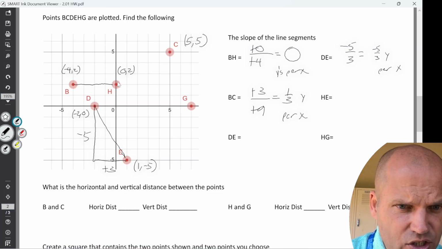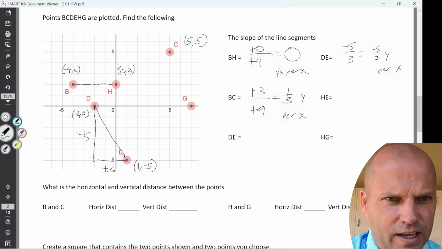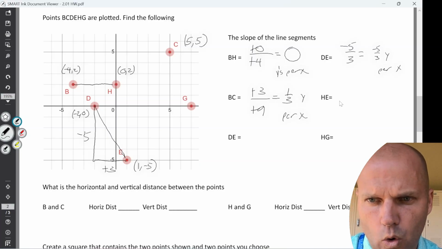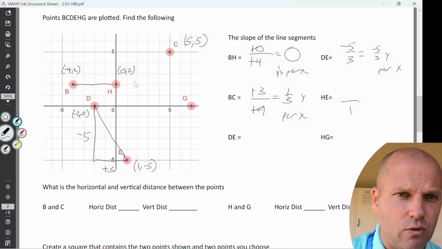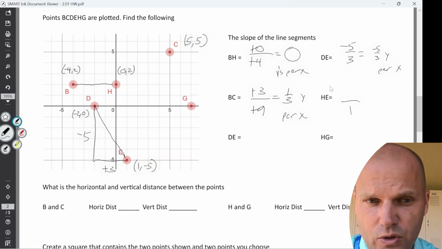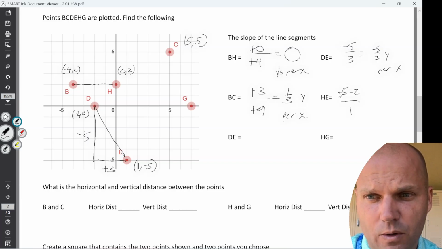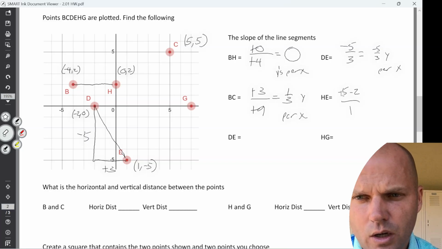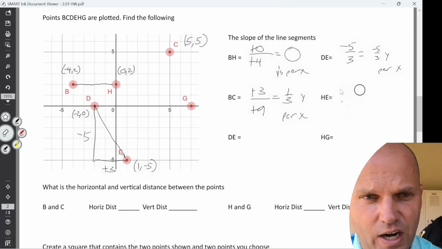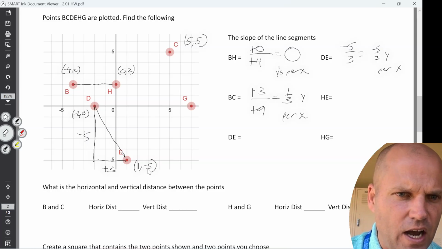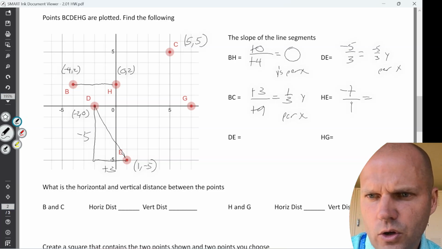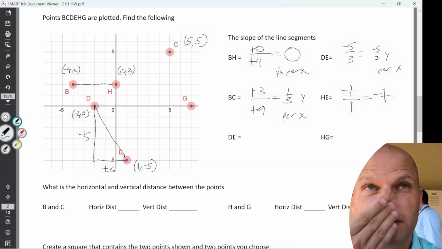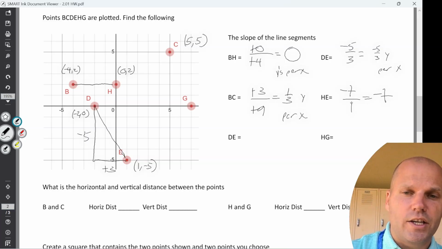HE. H is 0, 2. E is 1, negative 5. I can see that my x change from 0 to 1 is 1. I can see my y change from 2 to negative 5 is minus 7. Let's say you don't know how to do that. If you wanted to, you could do a y2 minus a y1 and understand that minus 5 minus 2 is minus 7. I prefer to just say from 2 to negative 5, I'm subtracting 7. So I have a y change of minus 7. I have an x change of 1. So I say that line segment decreases 7 y's per 1x.